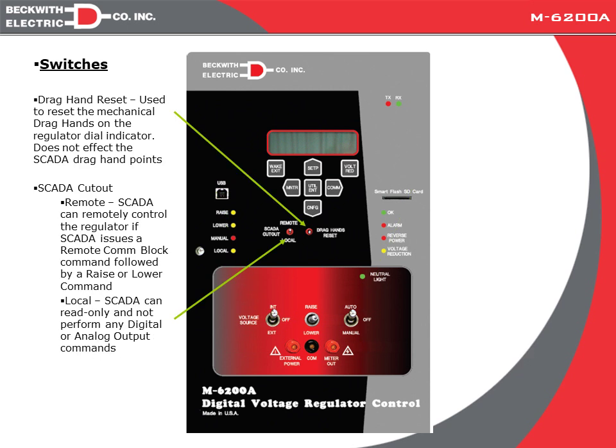Finally, we have two smaller switches. We discussed the SCADA cutout switch earlier with the LED associated with it. And the other switch is the dry can reset. So if you press that switch in either the up or the down position, it should reset the dry cans on the regulator.